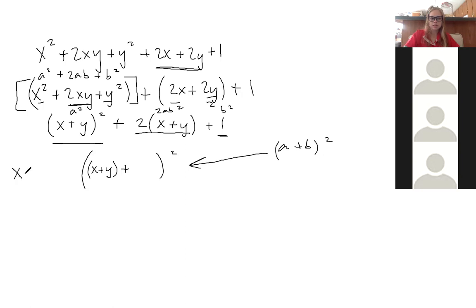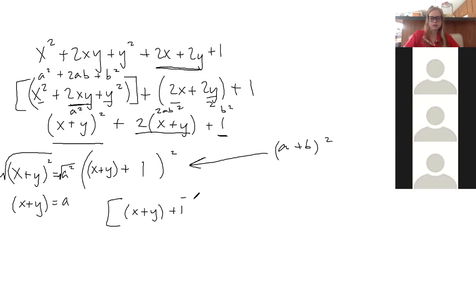Because x plus y squared, that's equal to a squared. So if I just want a, I have to take the square root of it. So a would be x plus y. B is easy, b is 1. So therefore, this is my final answer. X plus y plus 1, and that whole thing squared. Ooh, that one made you think.